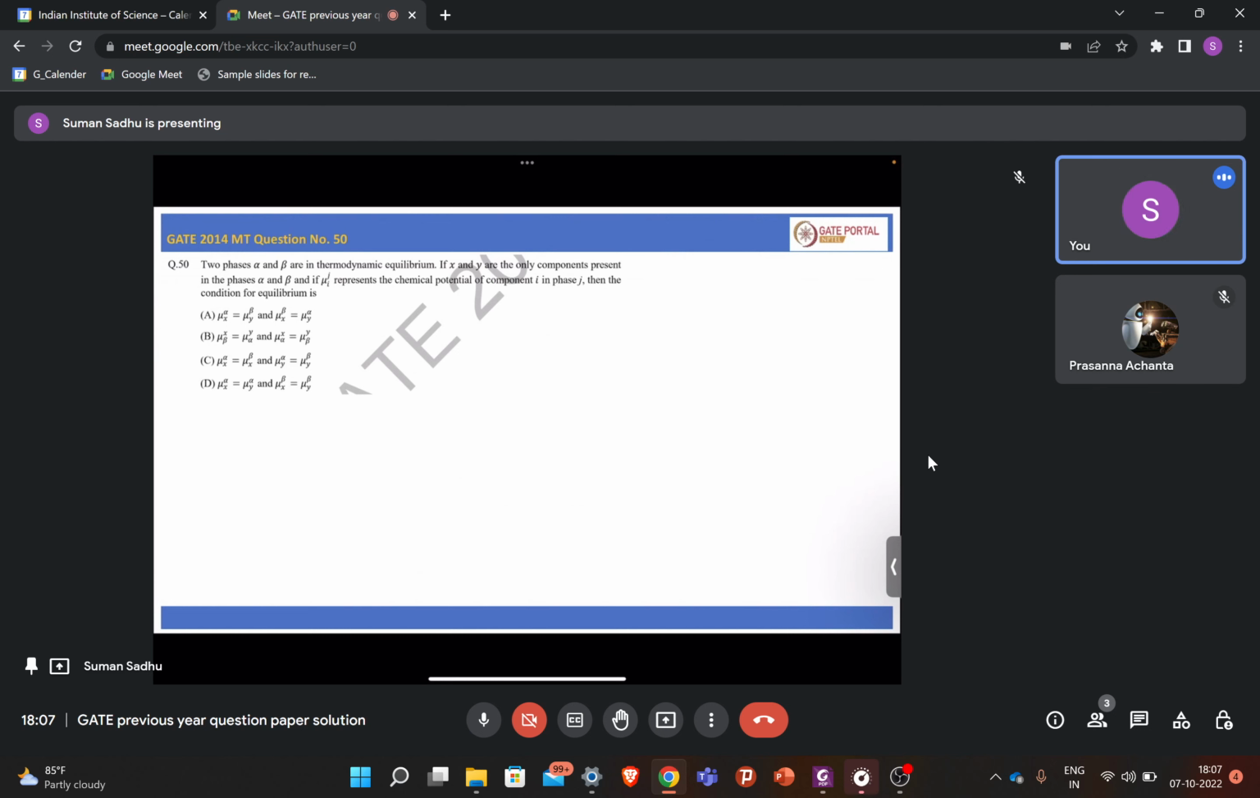Option B, mu beta x is equal to mu alpha y and mu alpha x is equal to mu beta y. Option C, mu x alpha is equal to mu x beta and mu y alpha is equal to mu y beta. And option D, mu x alpha is equal to mu y alpha and mu x beta is equal to mu y beta. So, do you want to approach how to solve this question?